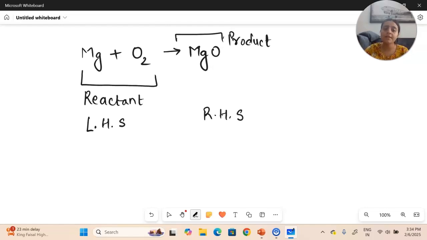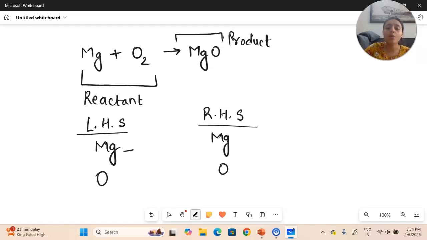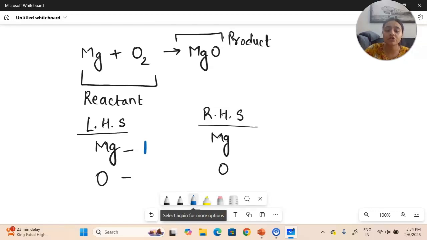So how many elements are given to you in the reactant side? You just mention it like this: magnesium and oxygen. Here also magnesium and oxygen. Now tell me how many atoms are there in the left hand side for magnesium. Can you see it? Yes, we can see it. There is only one atom of magnesium here, and on the reactant side oxygen is two. Here also one and here also one.